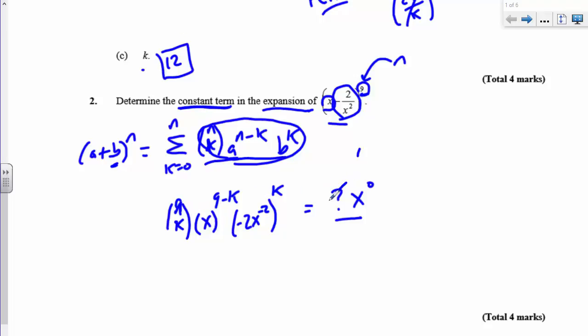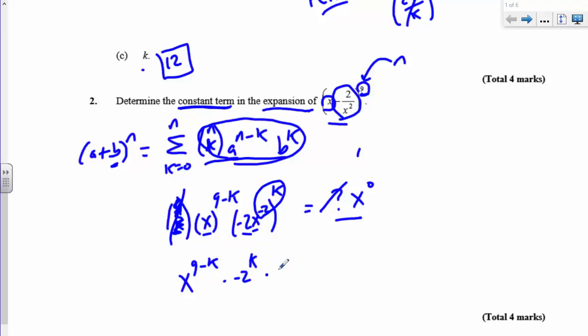I don't care what this number is. I don't need to know what this number is to find the value of k. k is only associated with the exponent of x. That's the only one I really care about. So I'm going to ignore this. This is just going to be a number, so I'm going to ignore it. I don't care about this. I now have x to the power of 9 minus k, so that's still a variable. This is going to be negative 2 to the power of k. We're raising negative 2 to the power of k, and then it's also times x to the power of negative 2 times k.